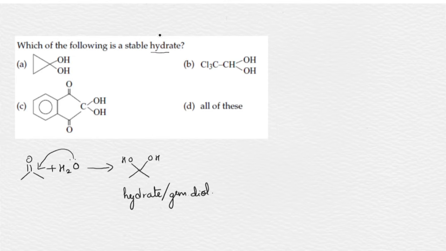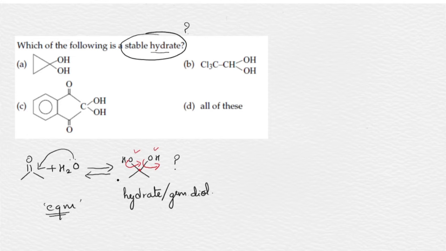Now, since the question is about the stability of the hydrate, we have to see whether this hydrate is stable or not. Most of the time, the hydrates are not stable because the carbon having two hydroxyl groups is highly electron deficient because oxygen is electronegative. It withdraws electrons from the carbon. So because of this, there is a possibility of it undergoing dehydration and it will revert to the corresponding carbonyl compound and water. And what do you call this? We call this equilibrium. So the hydrate formation is generally reversible. That's why we call this equilibrium.